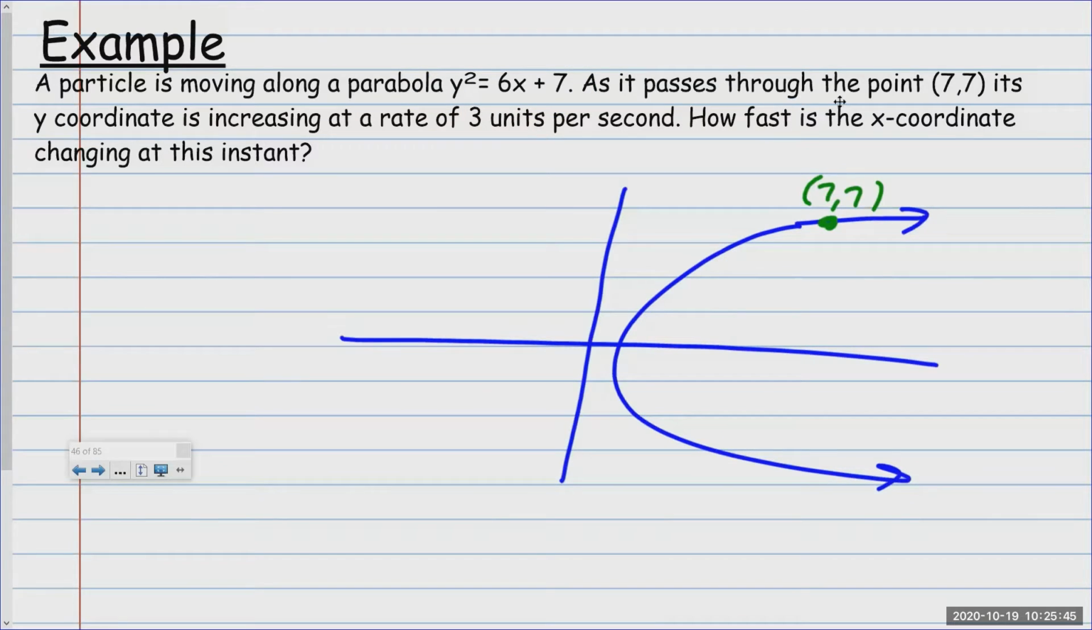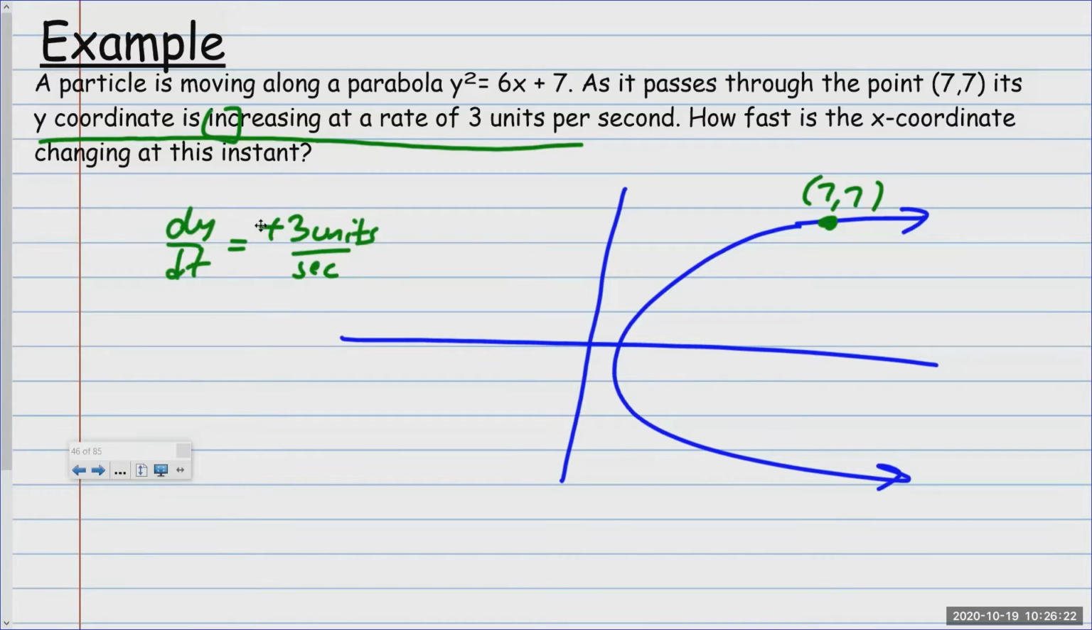Even if I drew this picture wrong, all of my equations and my points can be substituted into a wrong picture. It's fine. All right, so I've got the y coordinate is increasing at a rate of, what is that in calculus talk? dy/dt, right? It's increasing, so that's going to be plus 3 units per second.